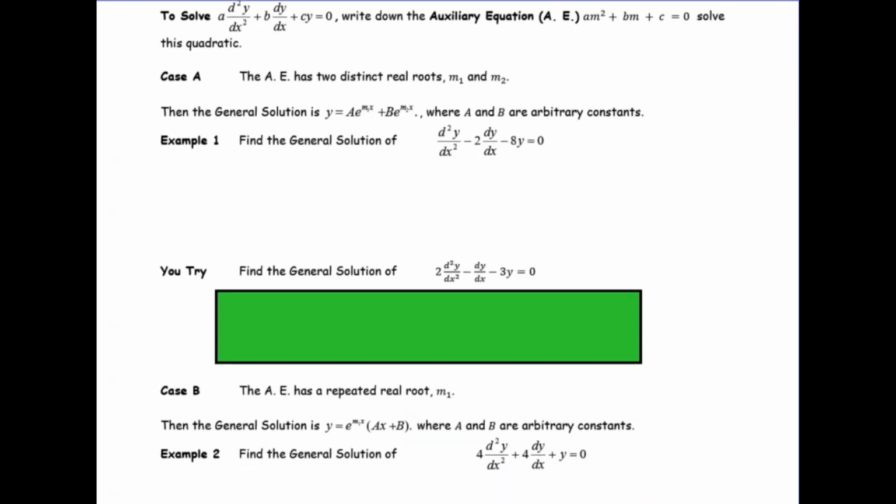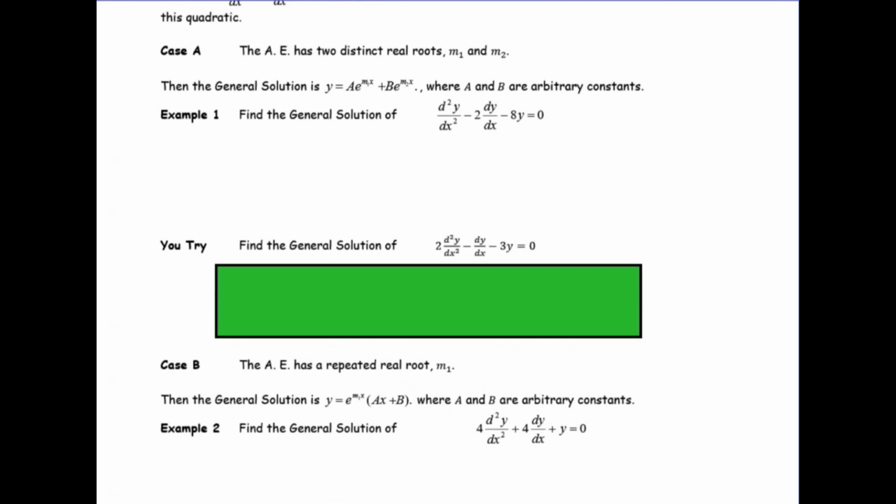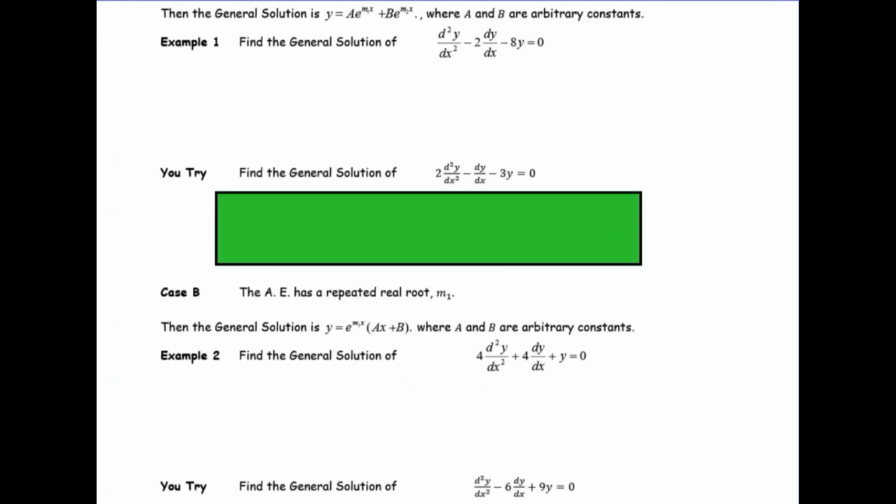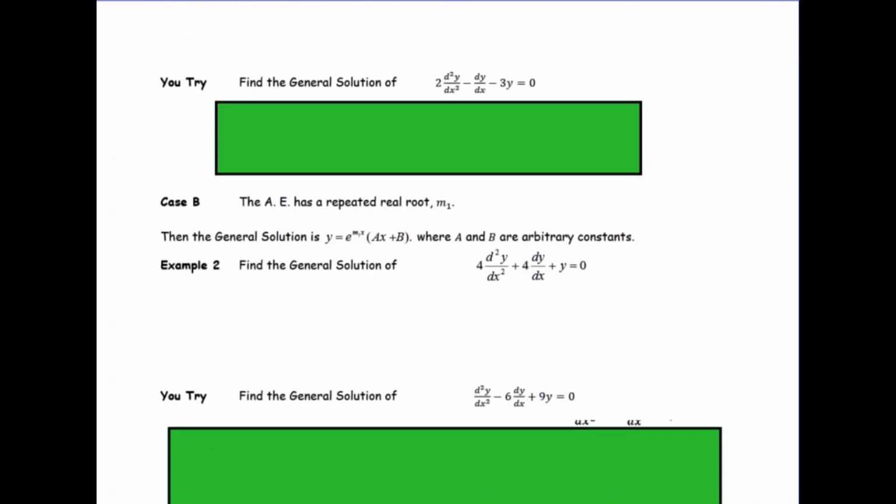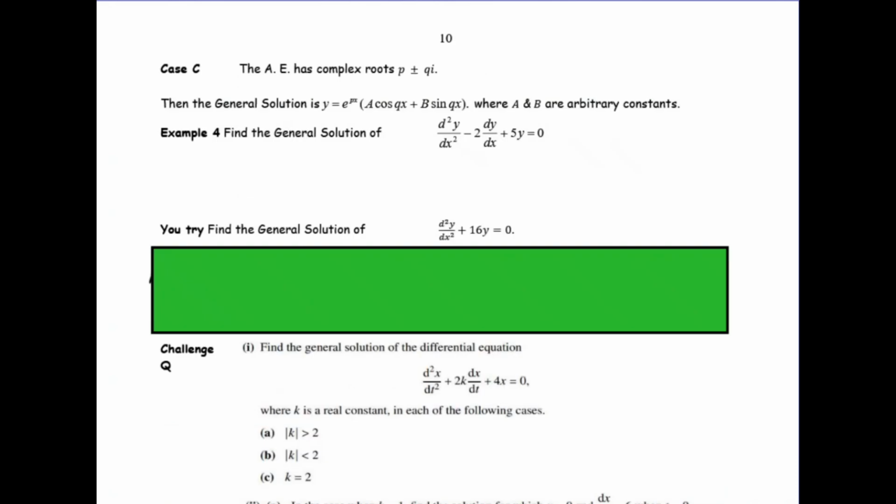If you get two real distinct roots, it's a e to the power of one of your roots times x plus b e to the power of the other root times x. If you've got a repeated root, you get an ax plus b in the bracket and e to the power of that root times x. And if they're complex roots, you get e to the power of the real part times x, and then this a cos times the imaginary part plus b sine times the imaginary part. Okay, so the three forms that you need to know for homogeneous equations.